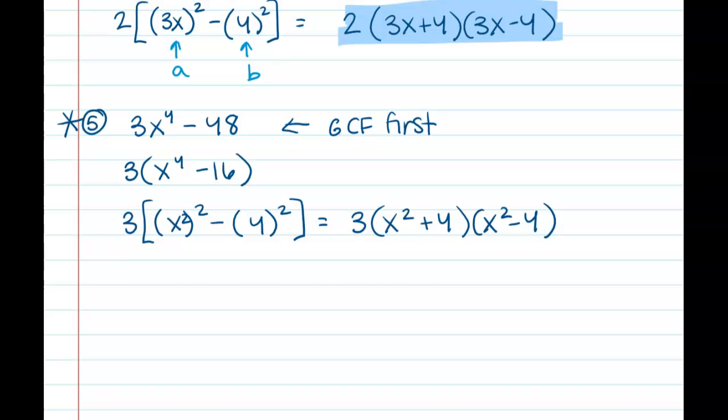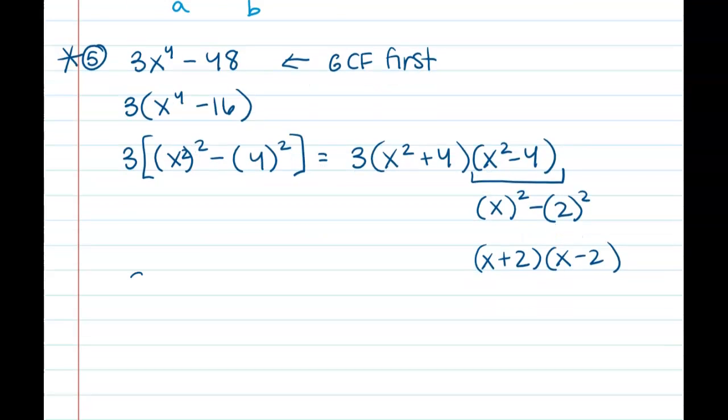But we're actually still not done, because I can actually rewrite x squared minus 4. And if you see it, that's good. Otherwise, just know this is x squared minus 2 squared. So x squared minus 4 is equal to x plus 2 times x minus 2. So then our final answer is actually 3 times x squared plus 4 times x plus 2 times x minus 2.